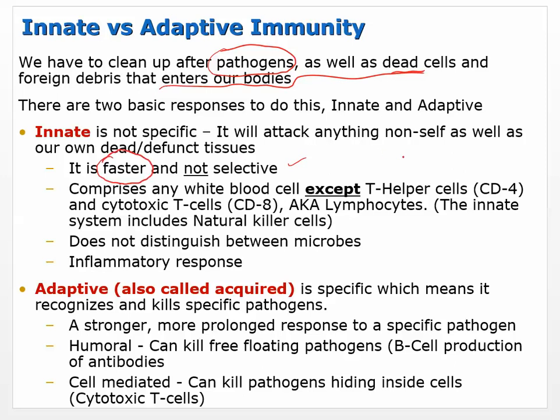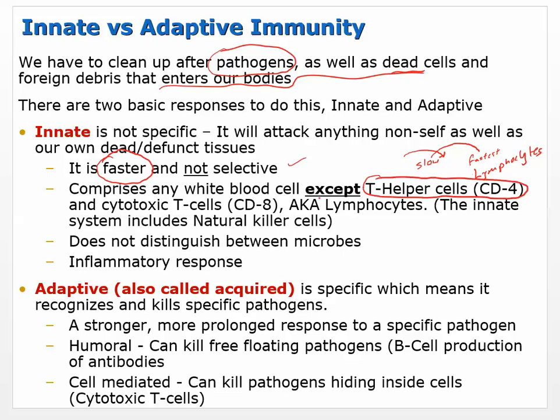The second time you're infected with a cold or flu or something like that, the first time your innate or your adaptive is very slow, but the second time it's actually the fastest. But in general, for a new type of infection, your innate immune system is going to be right on top of it. So it's faster, it's not selective, it comprises any white blood cell except what we would call lymphocytes. And lymphocytes are T cells, so T helper cells and cytotoxic T cells.